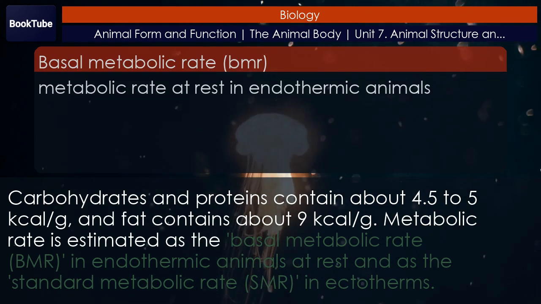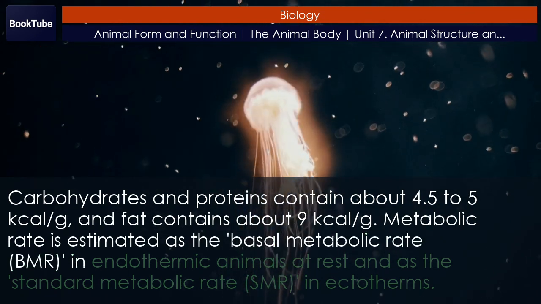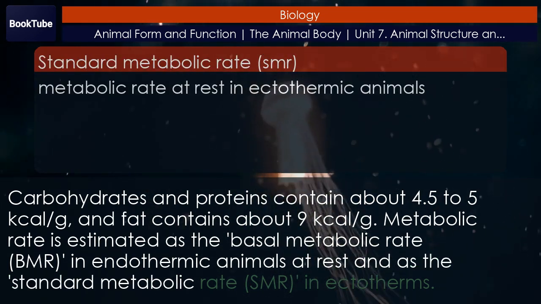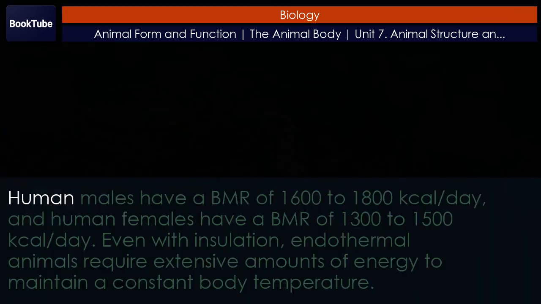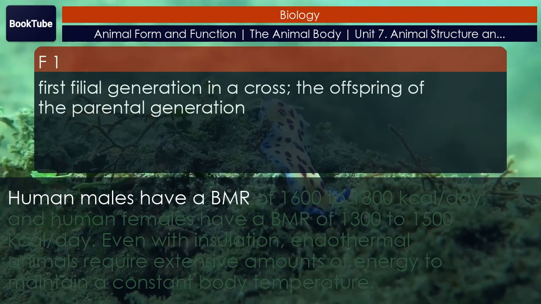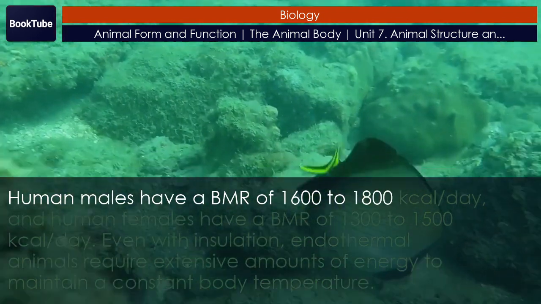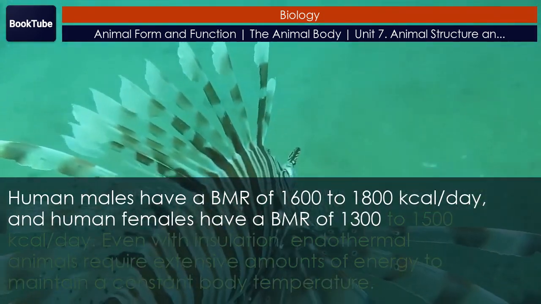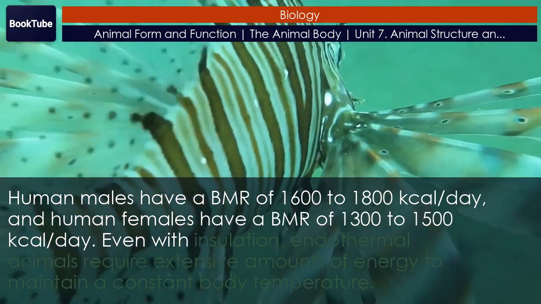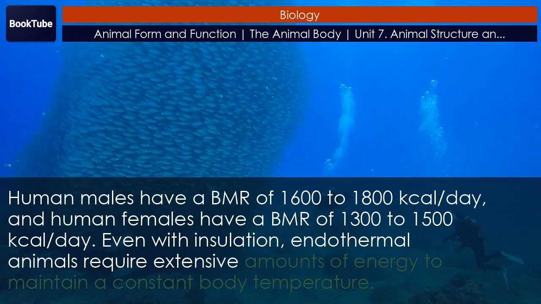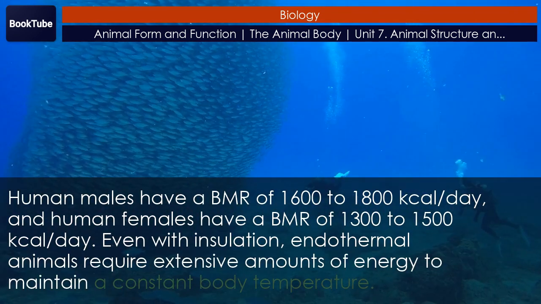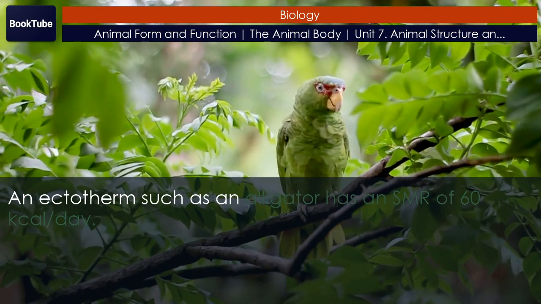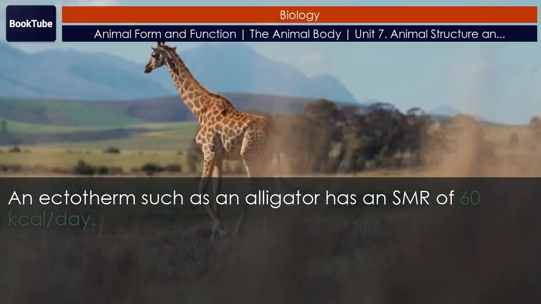Metabolic rate is estimated as the basal metabolic rate, BMR, in endothermic animals at rest and as the standard metabolic rate, SMR, in ectotherms. Human males have a BMR of 1600 to 1800 kilocalories per day, and human females have a BMR of 1300 to 1500 kilocalories per day. Even with insulation, endothermal animals require extensive amounts of energy to maintain a constant body temperature. An ectotherm such as an alligator has an SMR of 60 kilocalories per day.